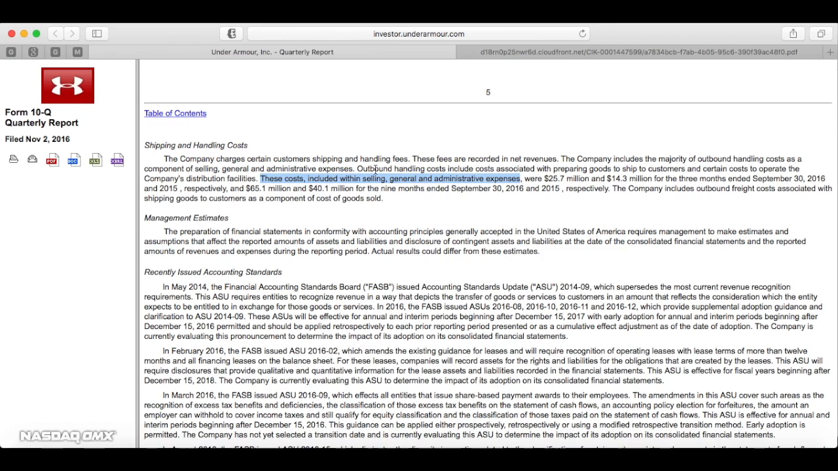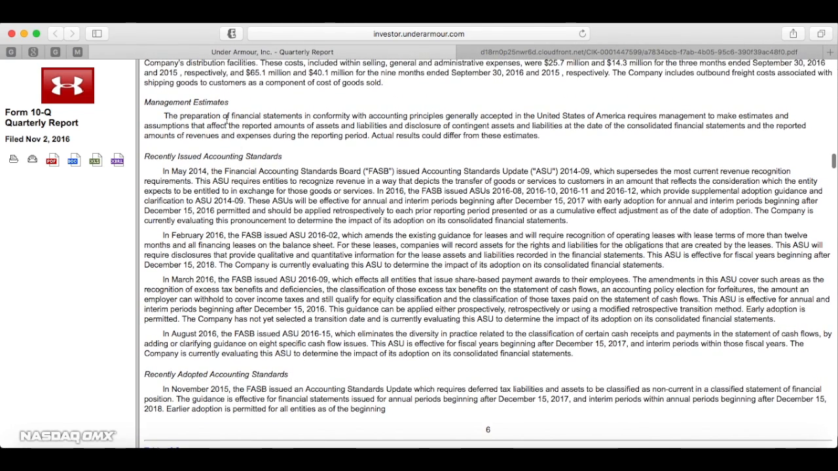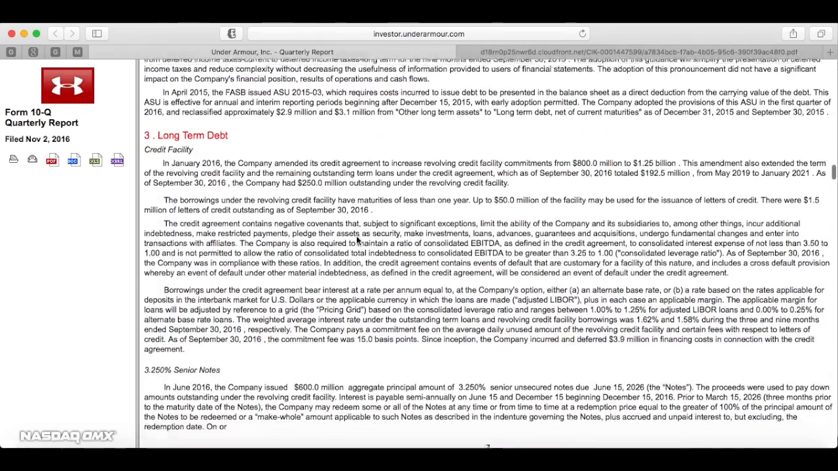So that's what's cool about these 10Qs, because on the headline number, Under Armour is only going to give you this general and administration and selling line. But now you can come into these 10Qs and say, hey, this is how much was shipping and handling. So I think that was interesting. Then you get some legal mumbo jumbo, typically with some accounting standards and different kind of stuff like that.